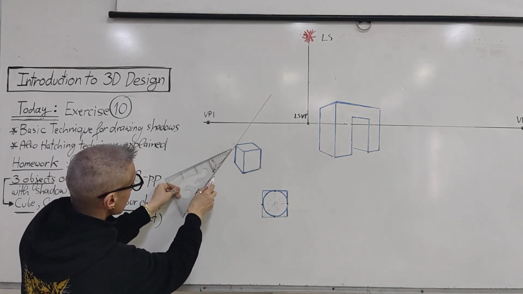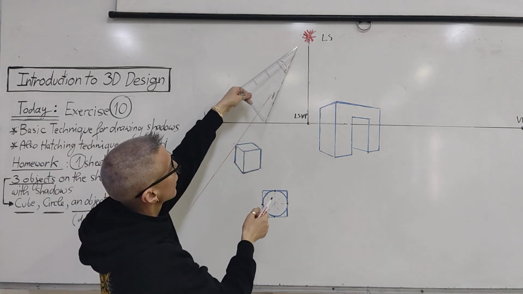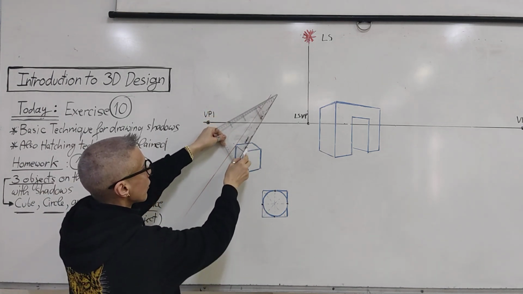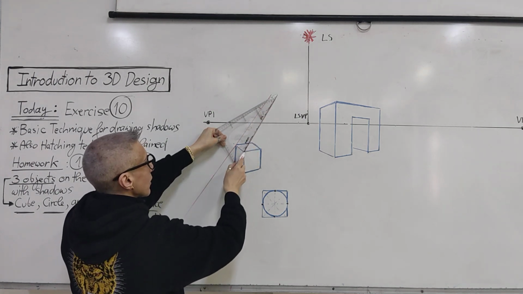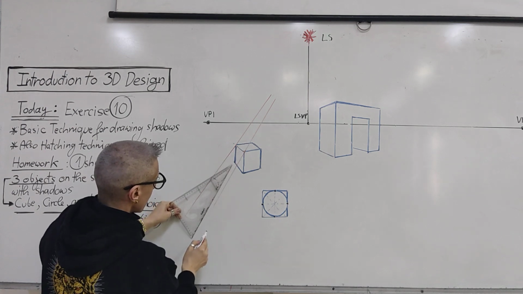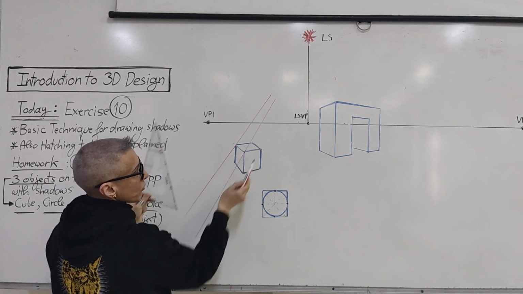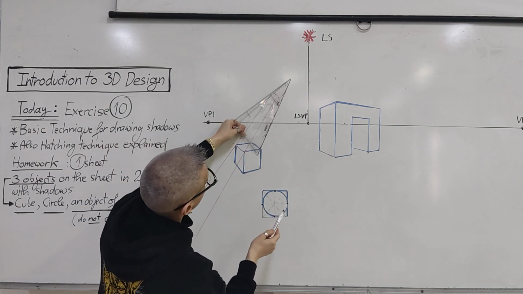Now, we draw the line as long as possible because we don't know how much we will need. Again, from the light source through this corner. And what's the other one? This one, the last one. From the light source.